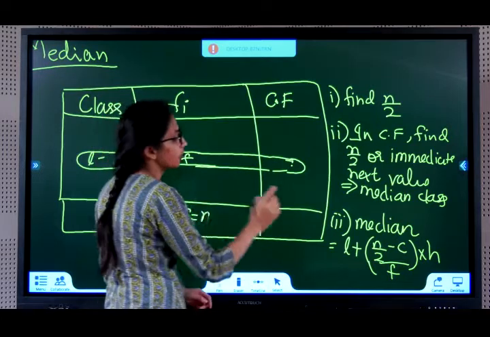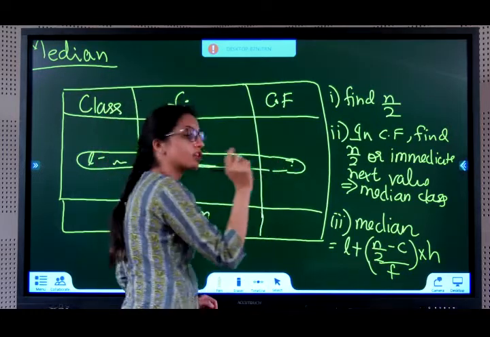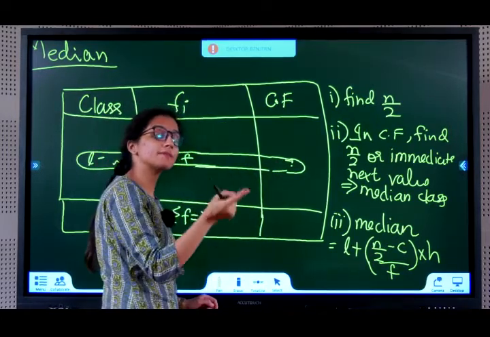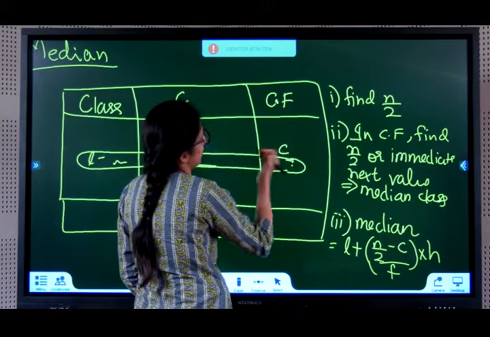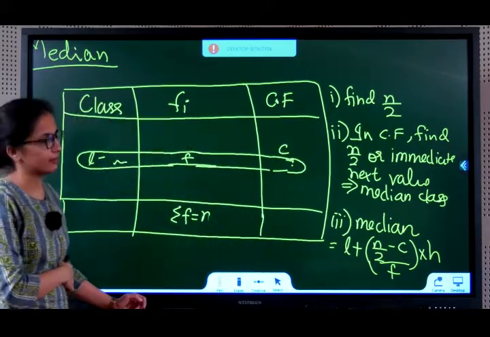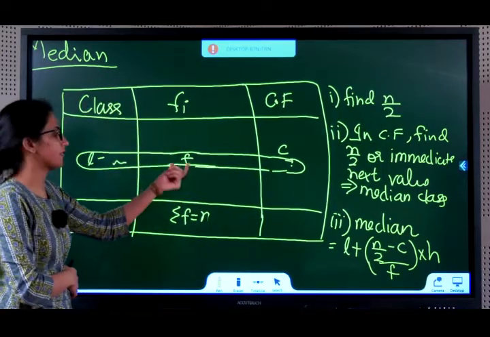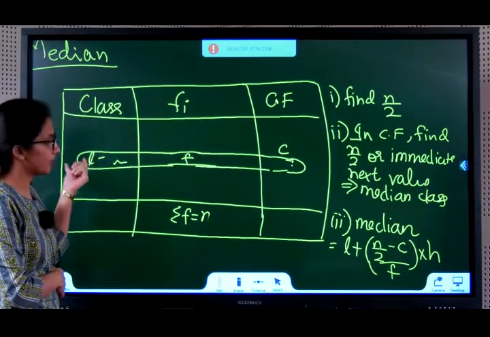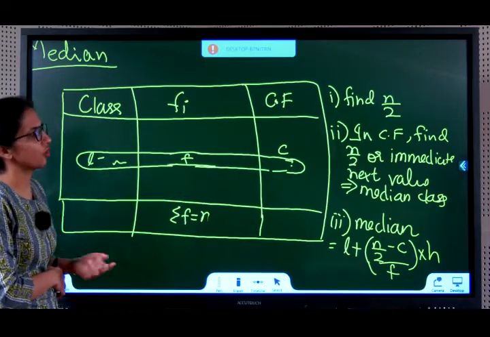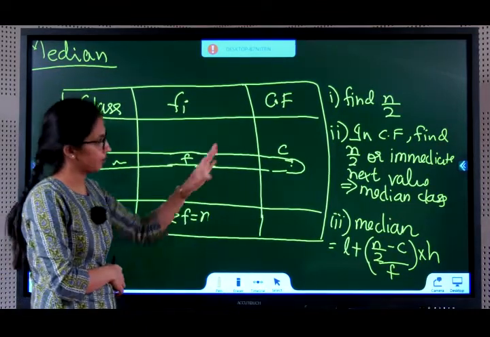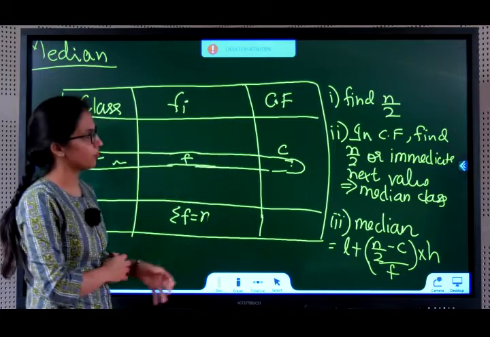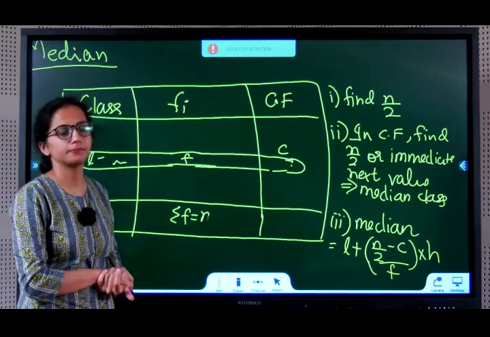C is not the cumulative frequency of the median class. It is the cumulative frequency of the class before the median class. So C will be this. C, I repeat, is the cumulative frequency of the previous class. F is the frequency of that median class. L is the lower limit of that median class itself, and H you all know how to find. I hope the steps are clear, very important. We'll see solving a problem.